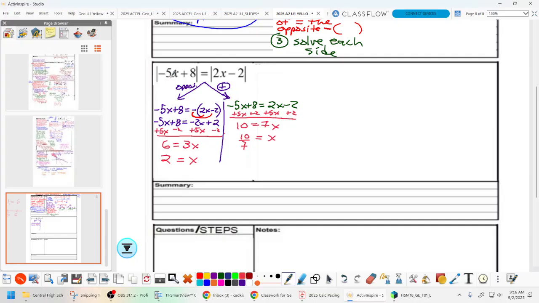Yeah, we plug 10 sevenths here, we'll get negative 50 sevenths plus 56 sevenths, right? That's 8 as a fraction. So negative 50 plus 56 is 6. And then over here, 27 minus 14 is 6. So even though it's weird, it's correct. The other one, 2, if we plug 2 in, it'll be okay.